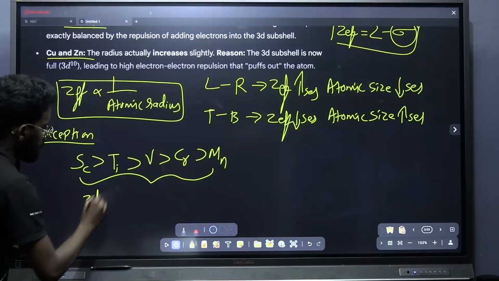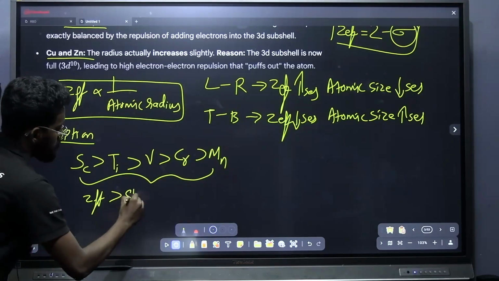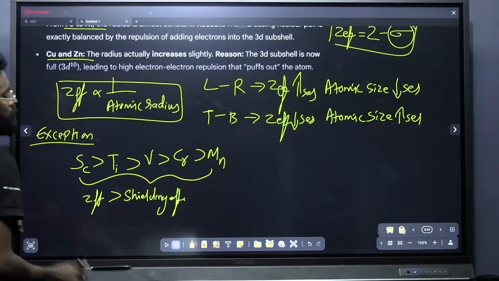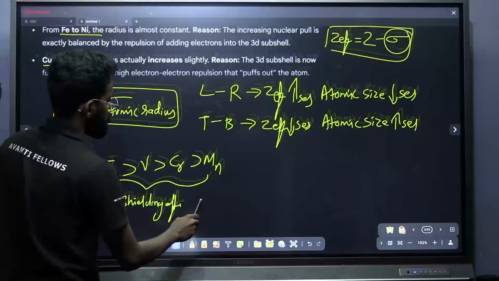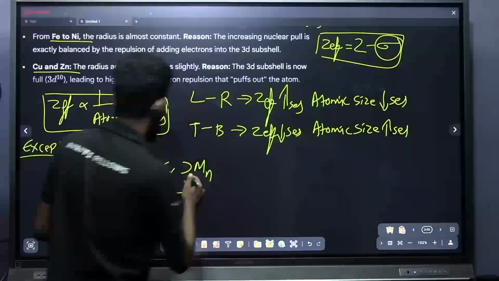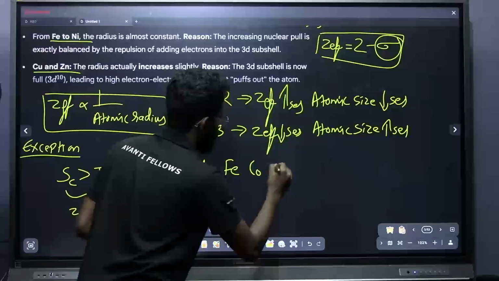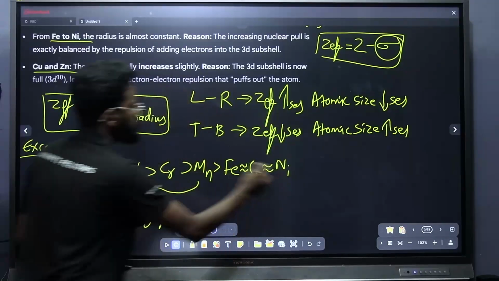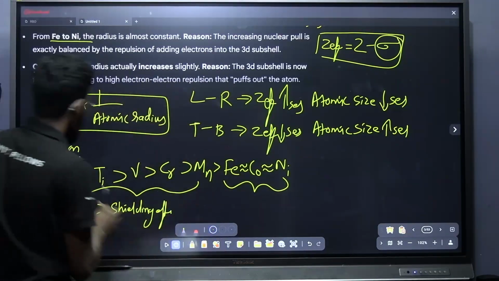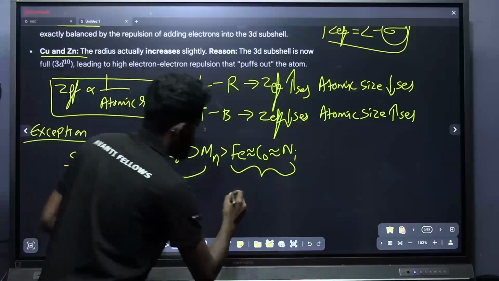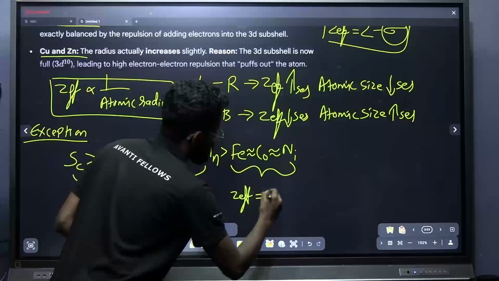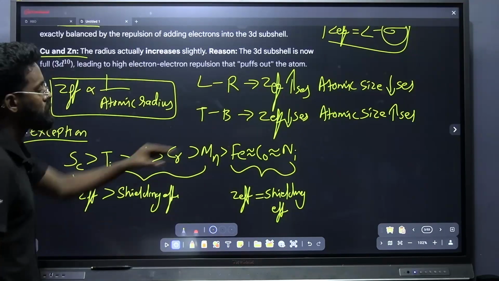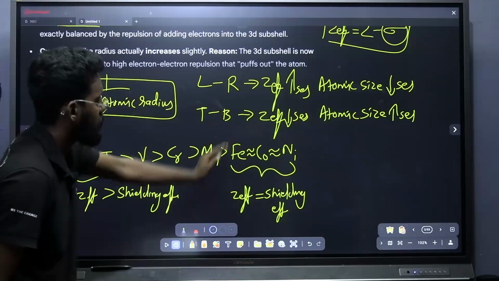The reason is Z effective is greater than the shielding effect. Now if I am going to iron, cobalt and nickel, they have almost the same atomic size. What is the reason? From here onwards, the Z effective will be equal to the shielding effect. Due to that, there is a similar atomic size as I go from iron to nickel.